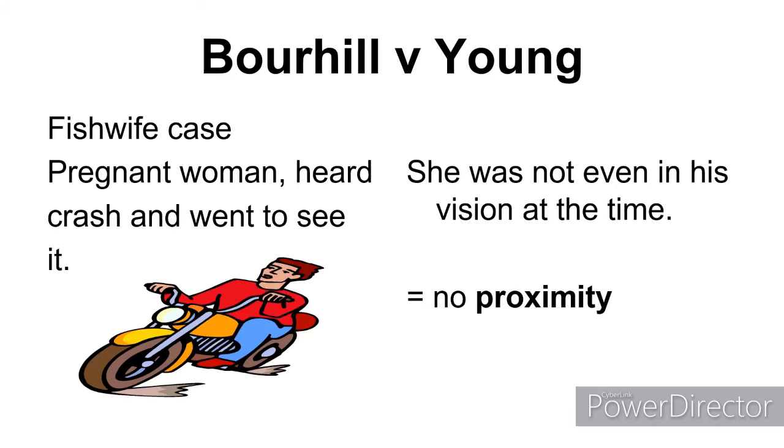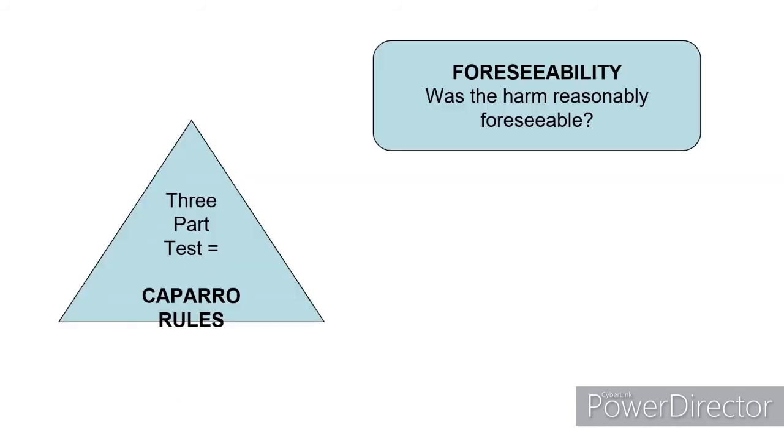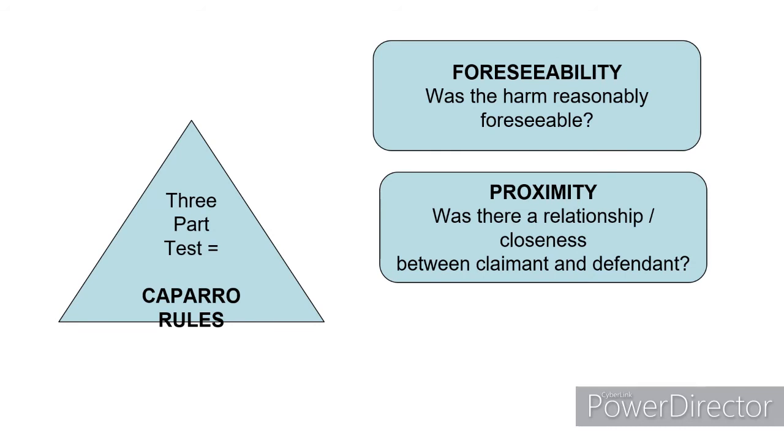Well, the courts decided in this instance that there was no proximity. She was not close, and this is because at the time of the crash, she wasn't even in the vision. She couldn't even see it, she had to go out of her way to see it. Now, obviously, for the people around the crash at the time, there would have been proximity. But for this particular lady, there was no proximity. There was no closeness. Okay, so that's foreseeability and proximity.